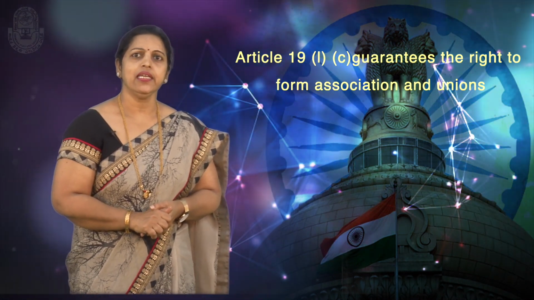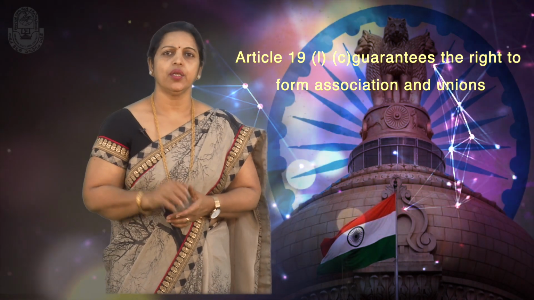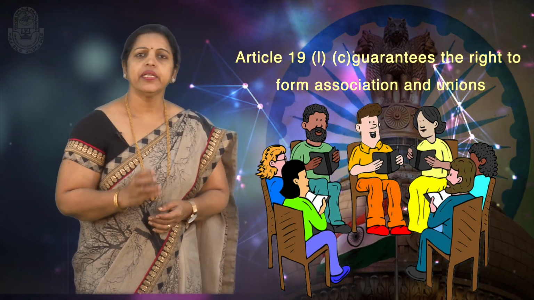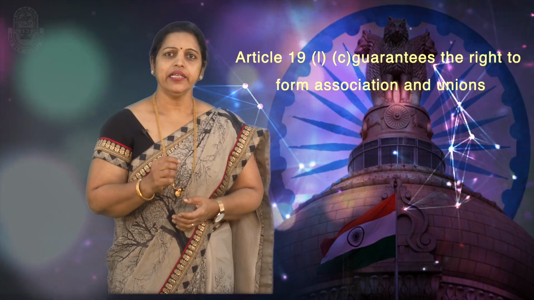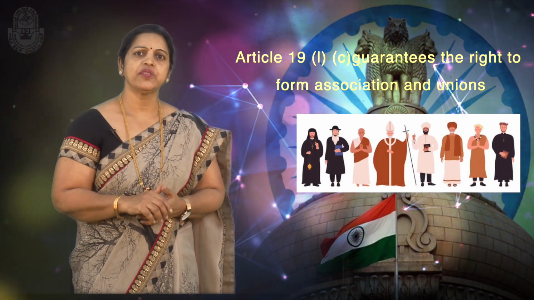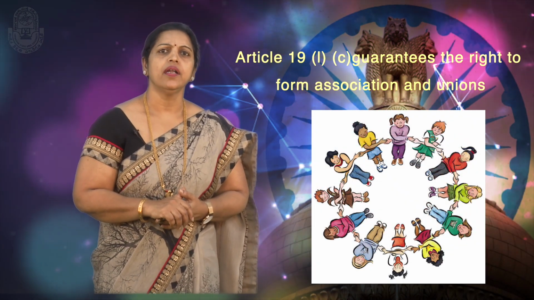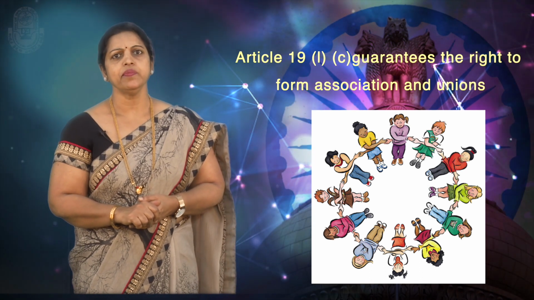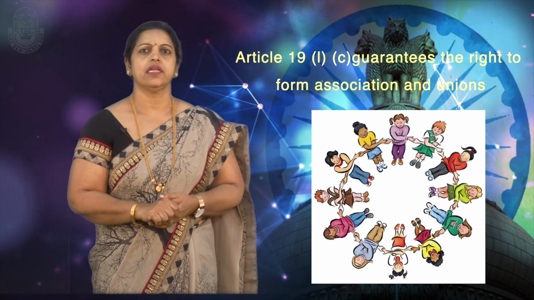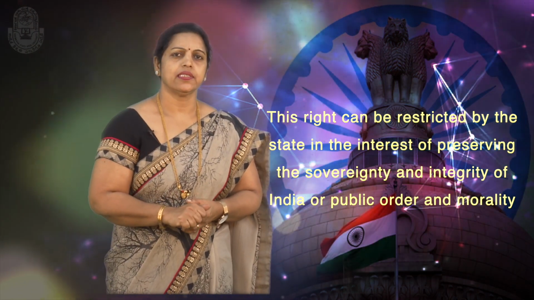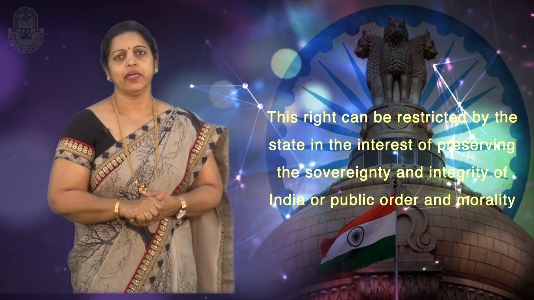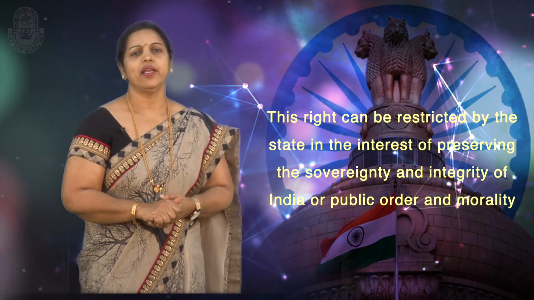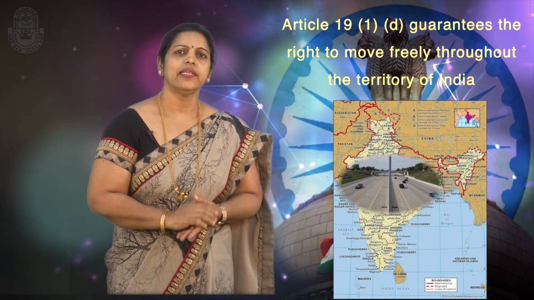The next right guaranteed under Article 19(1)(c) is the right to form associations and unions. Literary groups, cultural associations, sports clubs, trade unions, religious associations and other types of associations may be formed and function freely as long as their aims and activities are not against the law. This right can be restricted by the state in the interest of preserving the sovereignty and integrity of India or public order and morality.